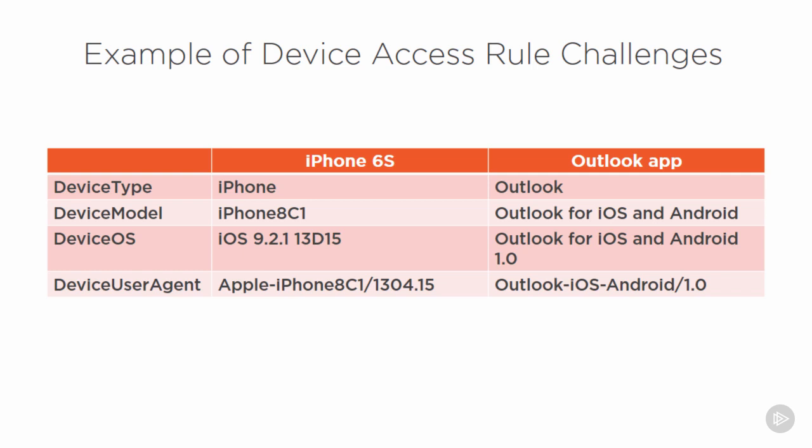But then if the person who owns that device installs the Outlook app from Microsoft, connects to Exchange with it, well, this is how the Outlook app appears to Exchange. It's a device type of Outlook, a device model of Outlook for iOS and Android, a device OS of Outlook for iOS and Android 1.0, and a device user agent of Outlook-iOS-Android/1.0. So when you're blocking based on those iPhone 6S characteristics, the same rules are not going to block the Outlook app, even if the Outlook app is running on exactly the same device.